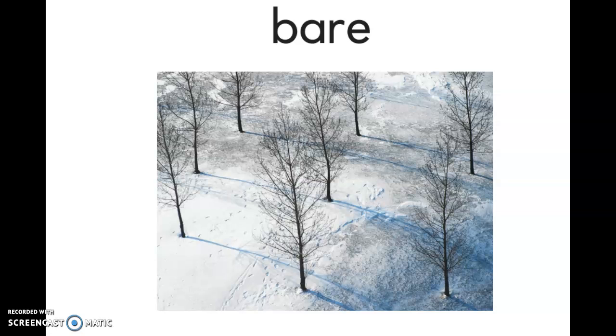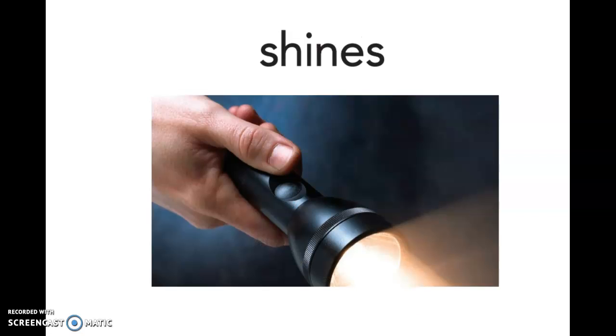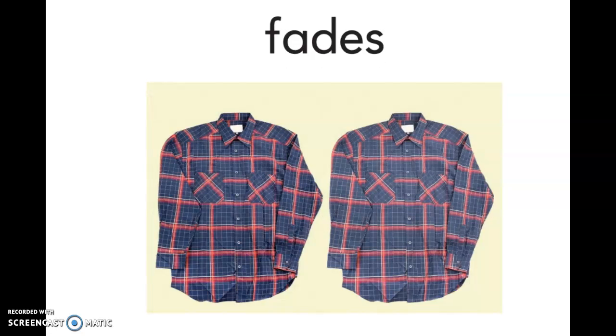Bare. When a tree is bare, it has no leaves on its branches. So I see no trees. There are no leaves. Sorry, I see trees, but the trees are bare. They have no leaves. Faces. If something faces you, the front part of it is toward you. So the house faces the beach in that picture. Shines. When something shines, it gives off a bright light, like the flashlight. Fades. When something fades, it slowly loses color and goes away. So over time, the color of that shirt fades.